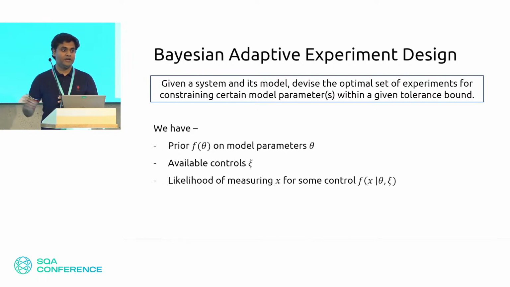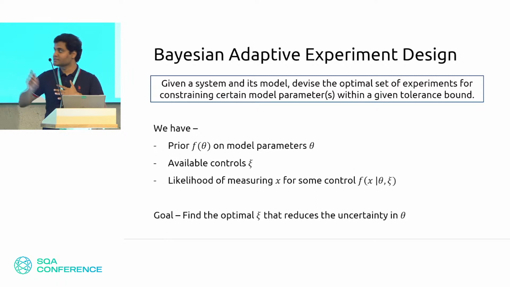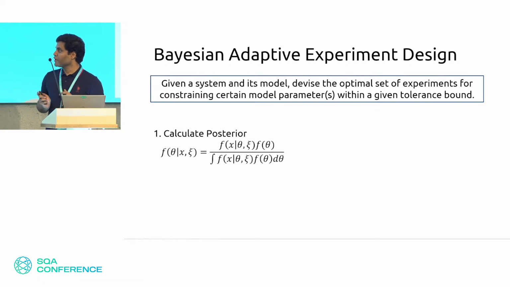This likelihood can be in the form of a closed form equation, or you might have an actual system model, where you are solving the quantum dynamics, the differential equation, to get this likelihood. So the likelihood can either be explicitly given as a closed form equation, or implicitly in the form of some differential equation that you solve. And our goal is to find the optimal controls that can reduce the uncertainty in your prior theta. OK. So how do we go about this?